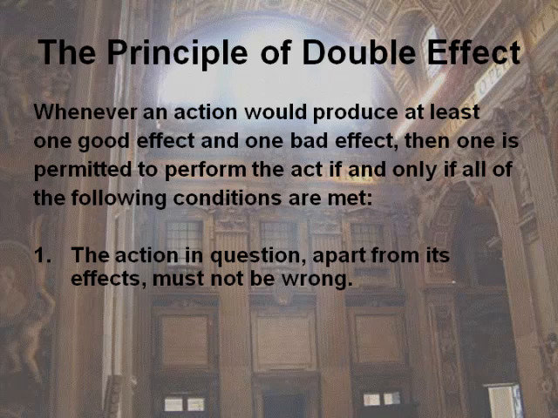Our first question is, is the action itself, apart from its effects, wrong? When an action would have both a good effect and a bad effect, we can only perform the action if we can meet all three of these criteria. Again, our first criterion is this question about moral absolutism. That is, certain actions, according to this theory, are inherently wrong no matter what.